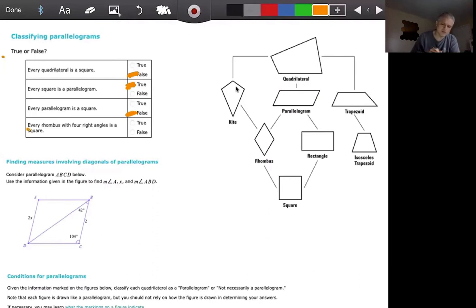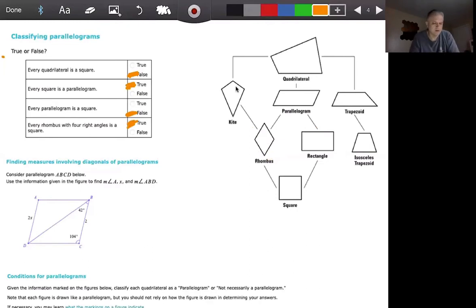Every rhombus with 4 right angles. So if a rhombus has 4 right angles, then it is a square. True or false? Well, look at a rhombus. Rhombus has 4 congruent sides, remember? So if it happens to have 4 right angles, like this question says, if it has 4 right angles, it's a rectangle. So if it's a rhombus and a rectangle, you better believe that is a square. That's true.